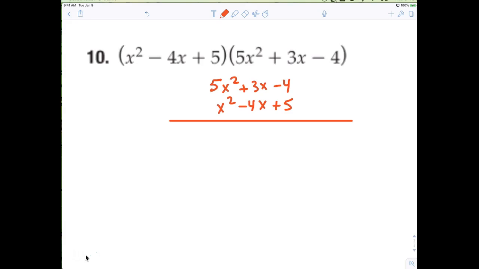Okay, check your first line now, make sure it's correct. Negative 20, positive 15x, and 25x squared. Your second line. Just be careful because you're multiplying by negative 4. So negative 4x times negative 4 is a positive 16x, negative 12x squared, and then negative 20x cubed. Everybody okay with that?